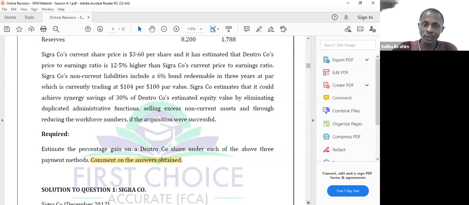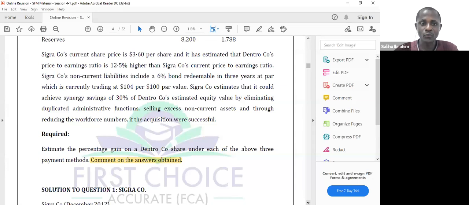Pardon me. To Sigraco, they will be able to preserve their cash flow position, because they are not paying cash. So their cash flow position is preserved. Now, what is the disadvantage to them? The disadvantage is that shareholding will be diluted, and control will equally be diluted.